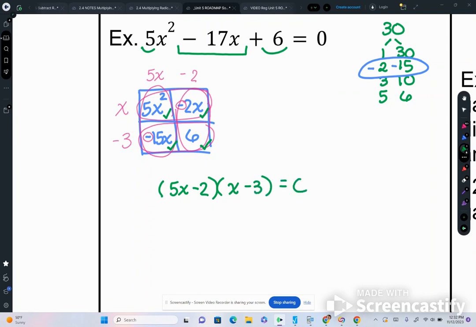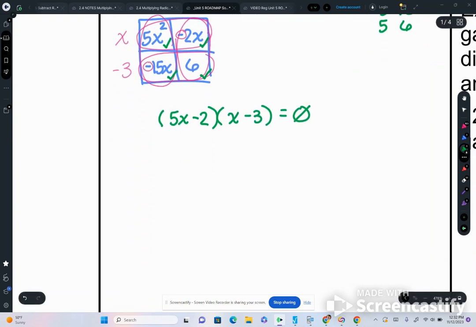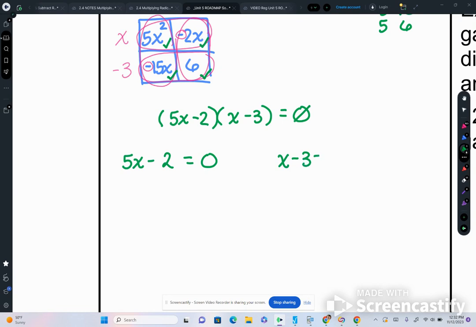So this would be factored form, but then we're going to set each of those factors equal to 0. So we have 5x minus 2 equals 0, x minus 3 equals 0, and we're just trying to get our x alone. So to get rid of minus 2, we add 2. So you get 5x is equal to 2. And then we're going to divide both sides by 5. So we get x is equal to 2/5.